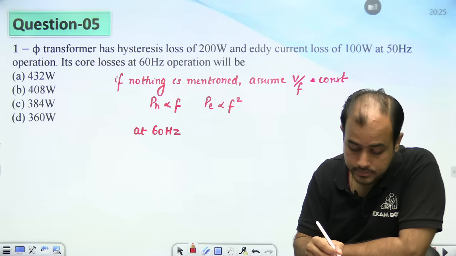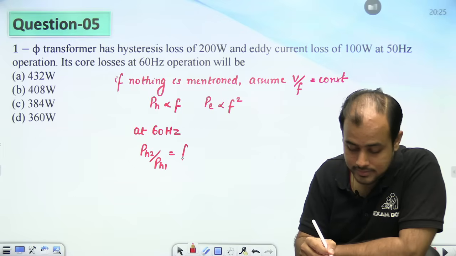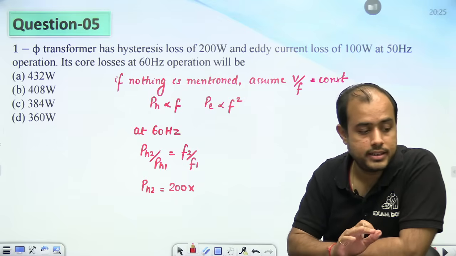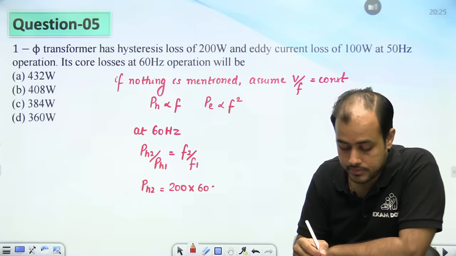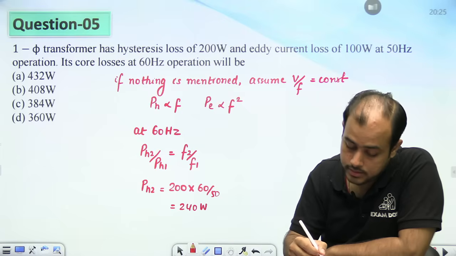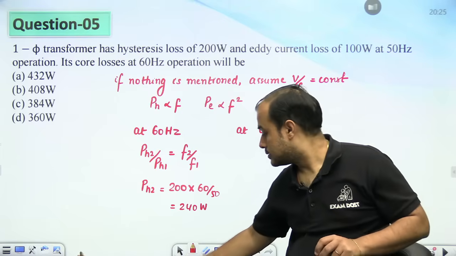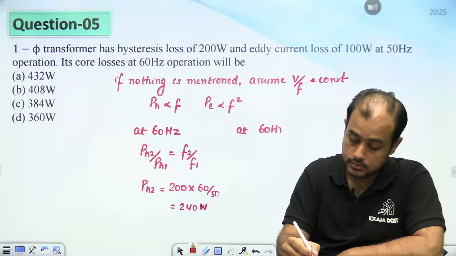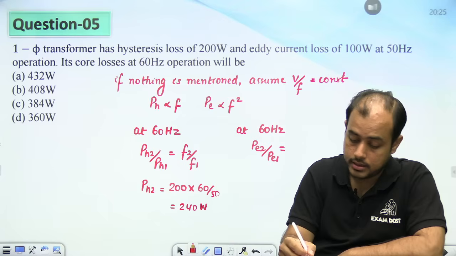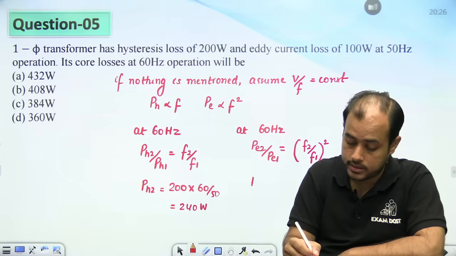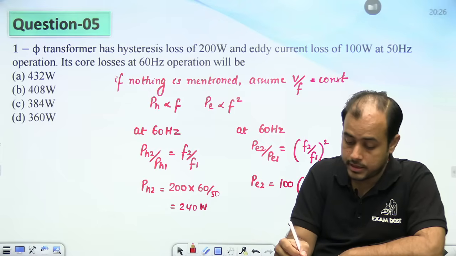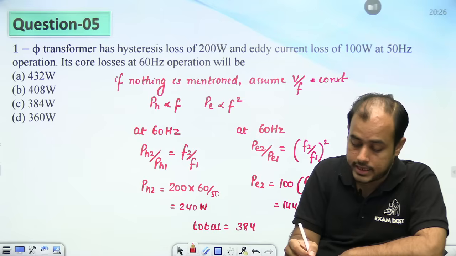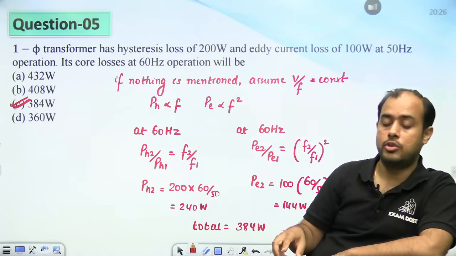So at 60 hertz, 200 into 60 by 50. So it is 240. At 60 hertz, PE2 by PE1. Just a minute. एक minute. F2 by F1 square. So 100 into 60 by 50 square. 1.2 square, 144. So total will be 240 and 144, 384 watt. Total आया 384 watt. Next try करें.